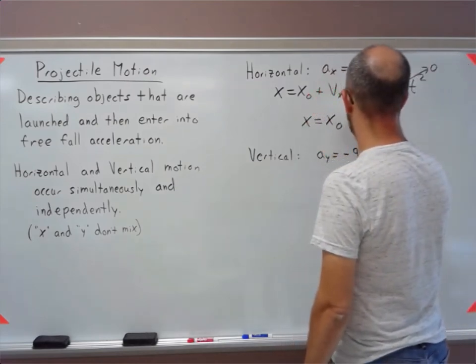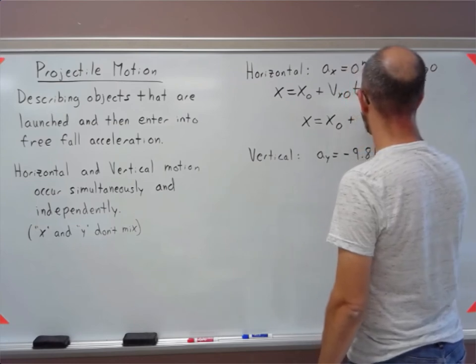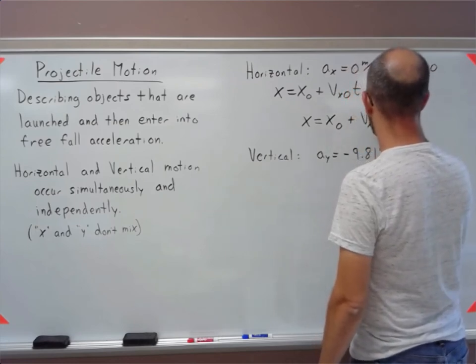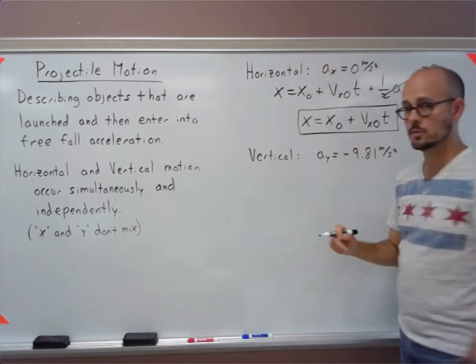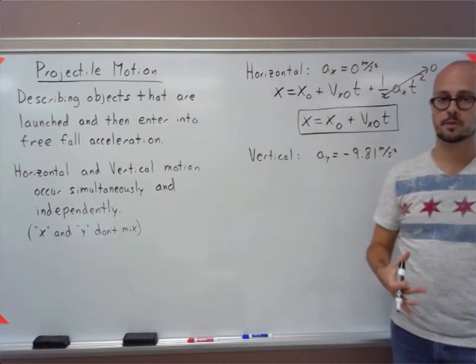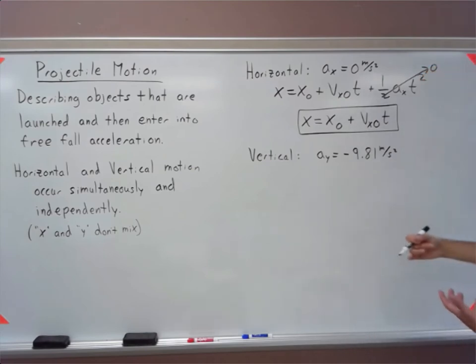So our final position equals initial position plus initial velocity times time. So you have these 4 variables that are the only 4 variables for horizontal motion that you need to worry about when something's in the air.